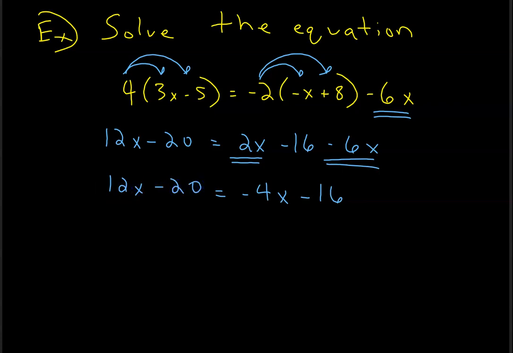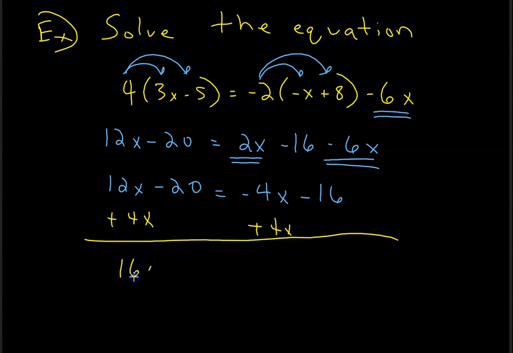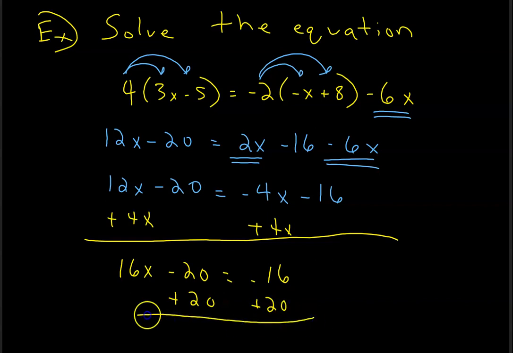All right, so to begin, I want to get all the variables on the same side. So I would add 4x to both sides. And then that would be 12x plus 4x is 16x, subtract 20 equals negative 16. Now, again, isolating x, I can now add 20. So that gives me 16x equals 4.